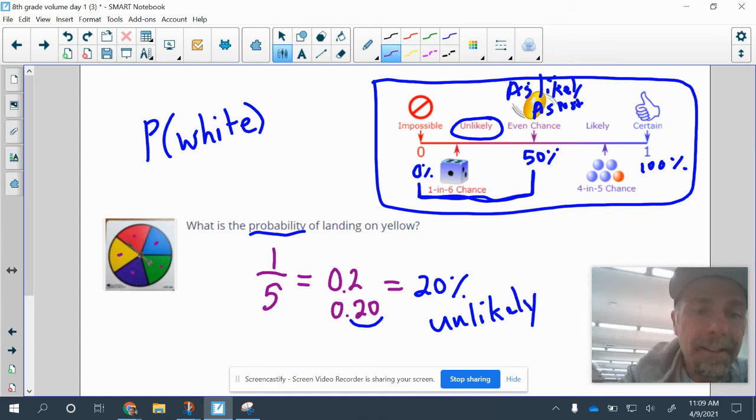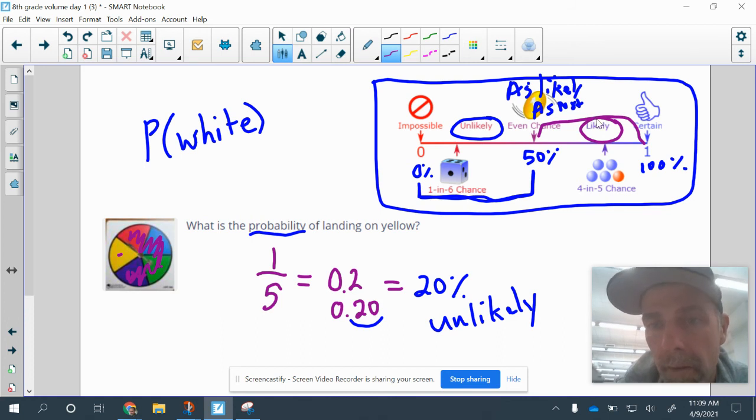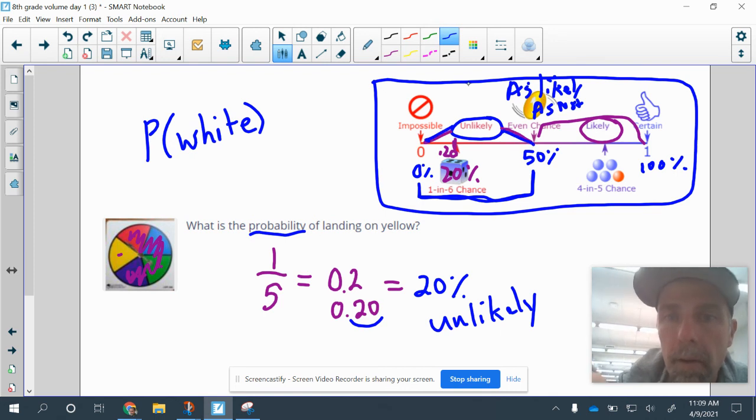But it is likely that you land on the other 5. So likely would be between 50% and 100%, but not including those. That's kind of how the scale works. So a 0.2, 20%, would be right about in here. It's going to be unlikely. Anything from here to here is unlikely. Anything from here to here is likely to happen. And if you're exactly 50%, it's as likely as not.